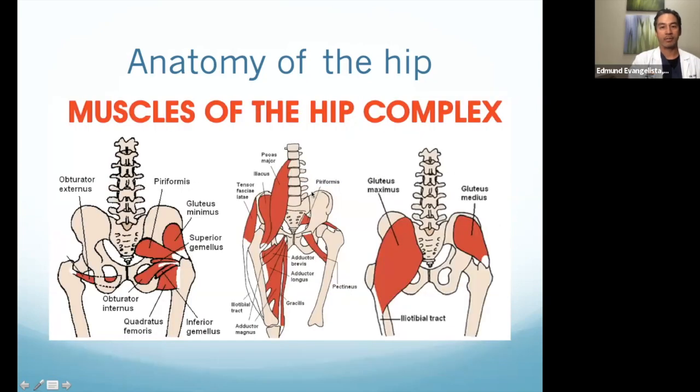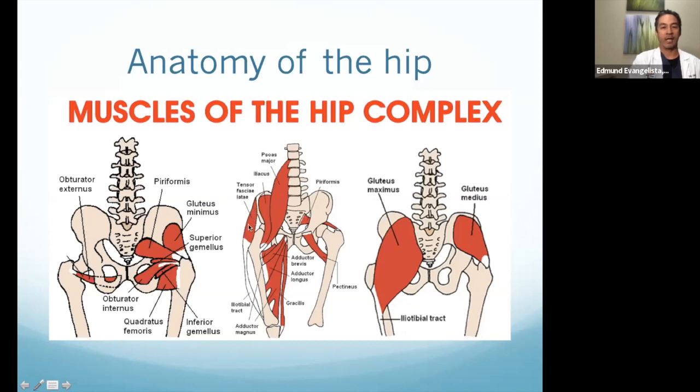Then there are several muscles around the hip. Some of the important muscles include, again, the gluteus medius muscle here and gluteus minimus muscle. These muscles go from the iliac bone down to the outer part of the hip to the greater trochanter. The third gluteal muscle is the gluteus maximus muscle here, going from the sacral area and iliac area down to the outer femur. Then you have the iliotibial band.